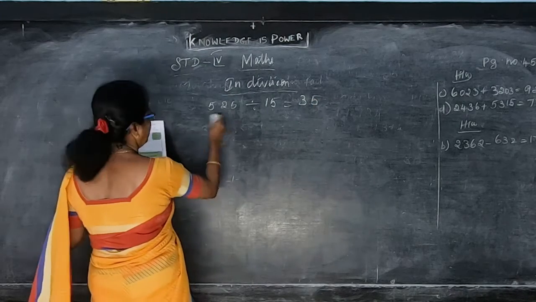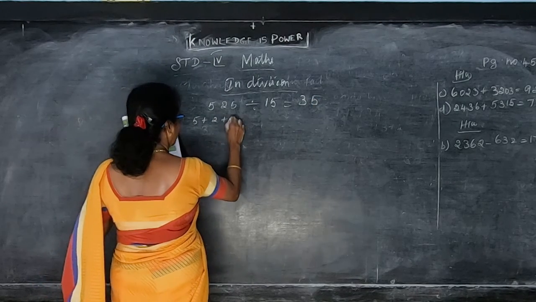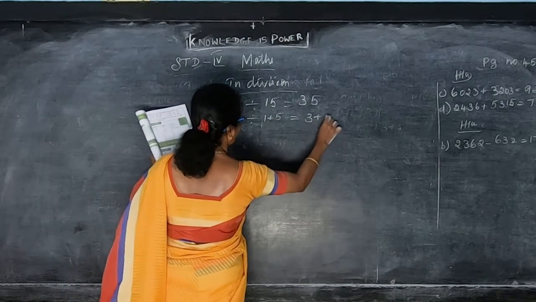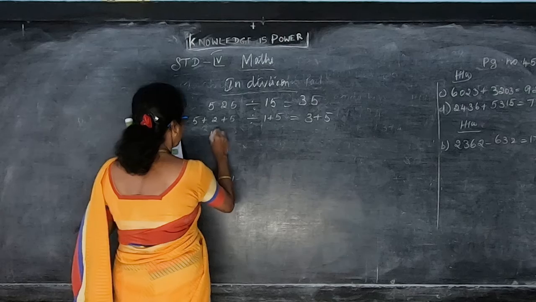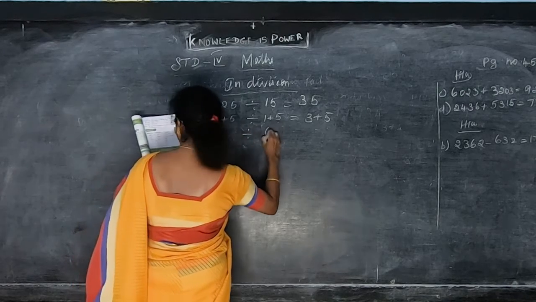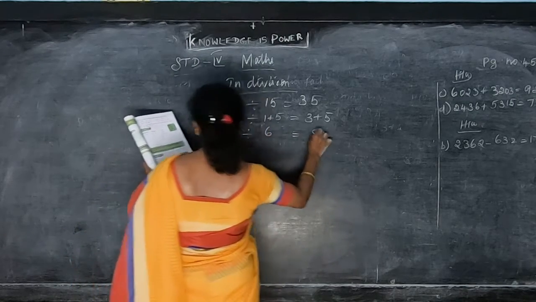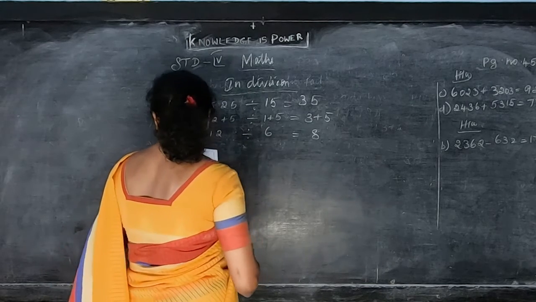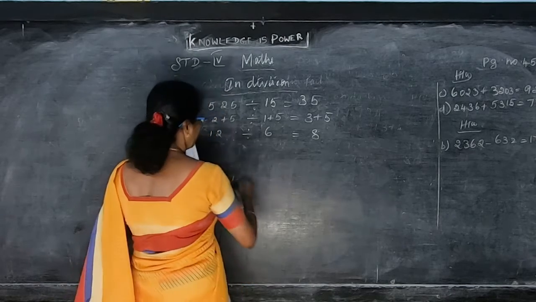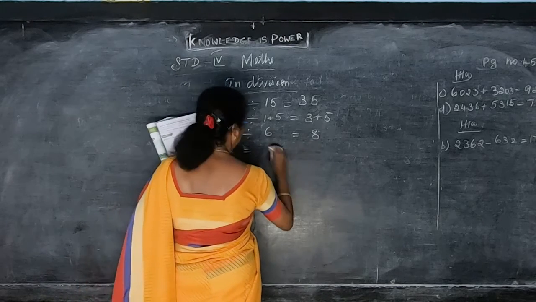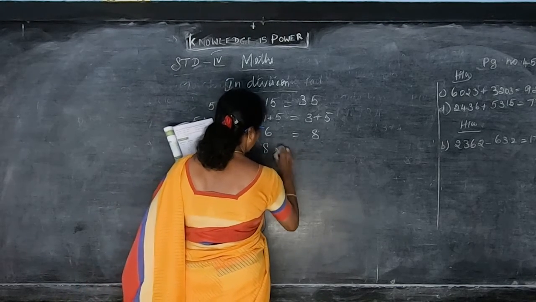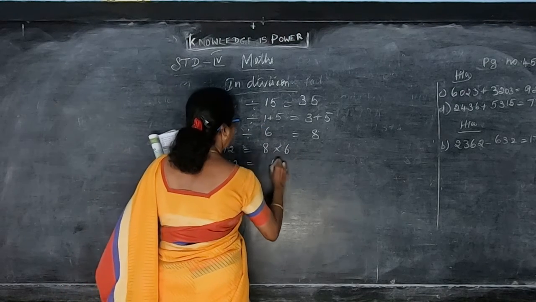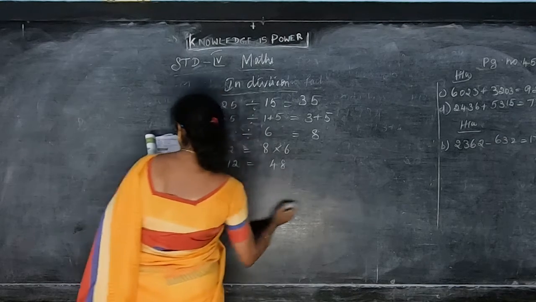So what we have to do? 525, 5 plus 2 plus 5 divided by 1 plus 5, that is equal to 3 plus 5. So 5 plus 2 is 7, 7 plus 5 is 12, divided by 1 plus 5 is 6, that is equal to 5 plus 3, 8. So 12 divided by 6, that is 12 is equal to 8 into 6, so that is 12 is equal to 48. So 12 tables 48.